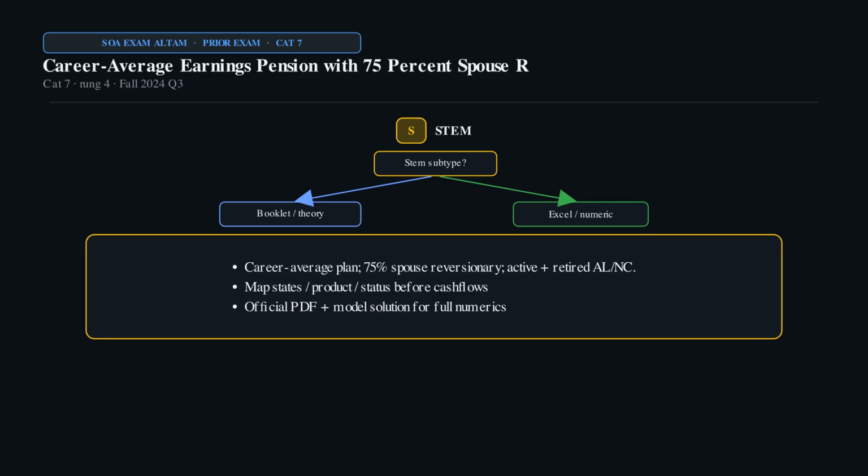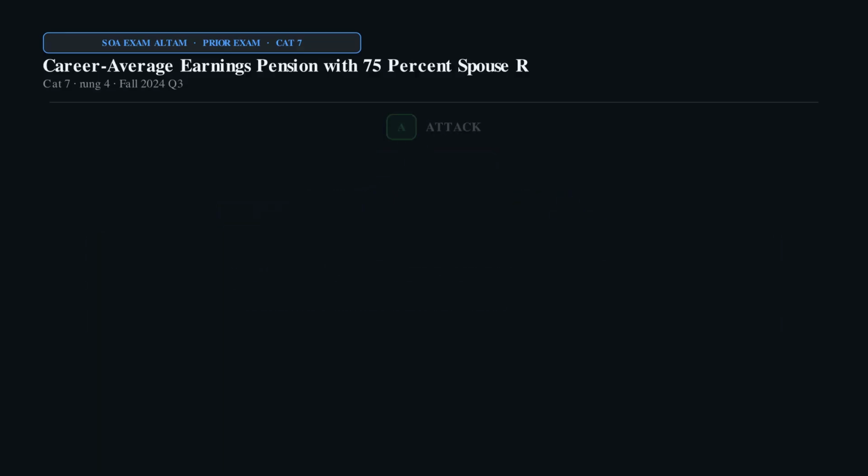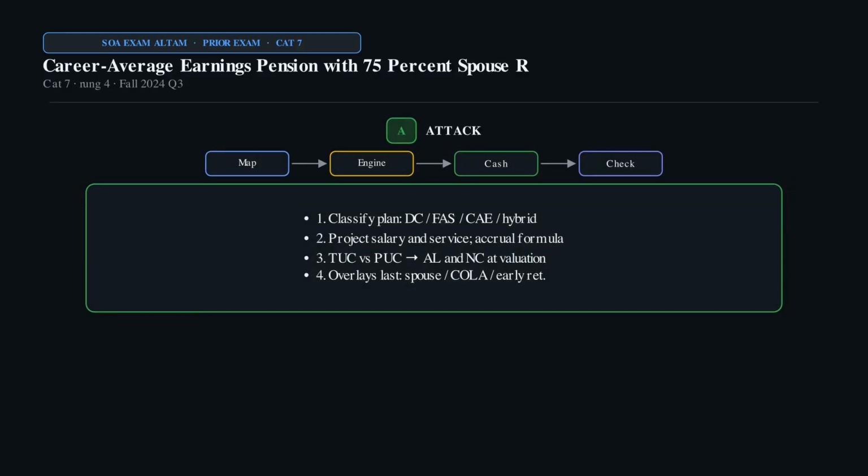Own the recognition Q and map before grinding algebra. Use the official exam PDF and model solution for full numeric work. Attack with the Category 7 checklist.